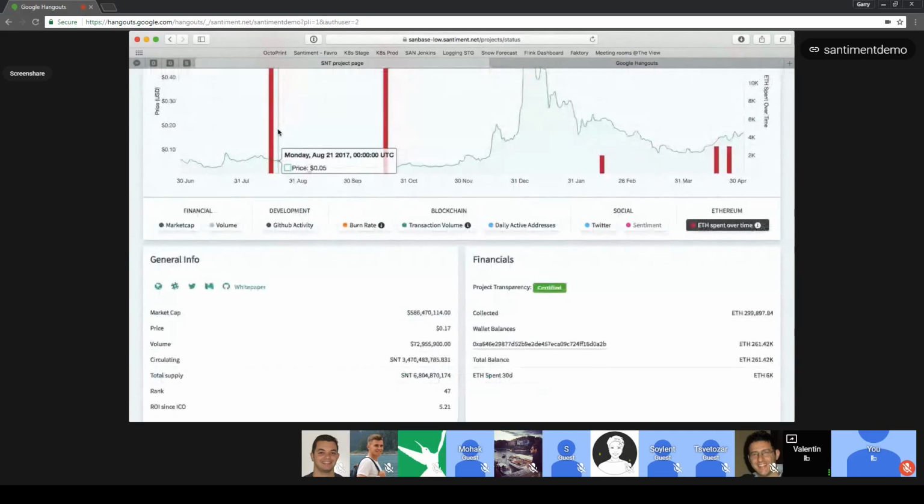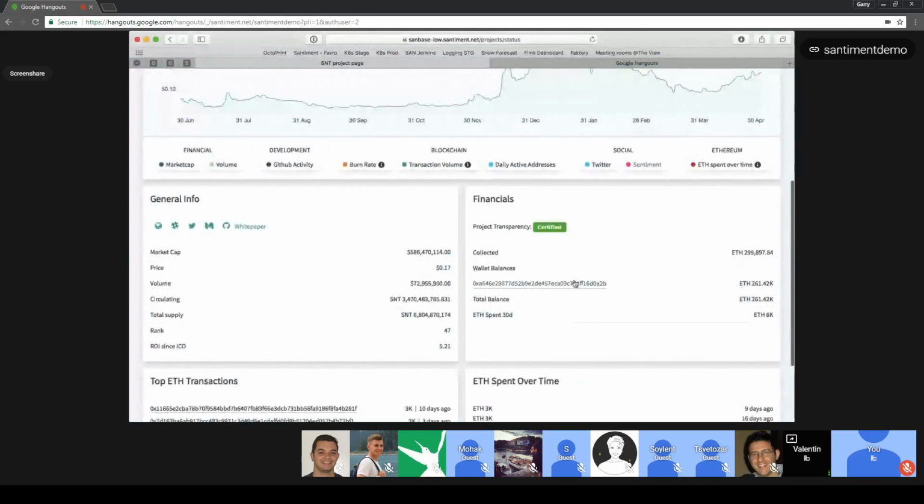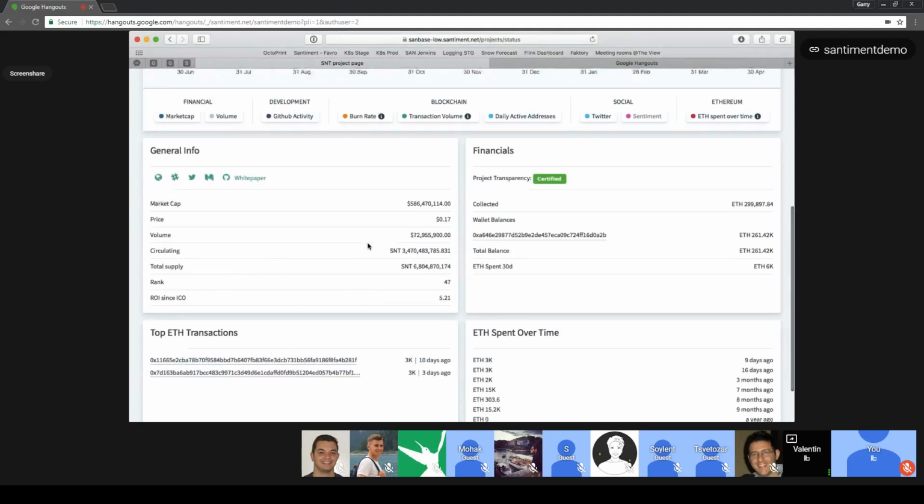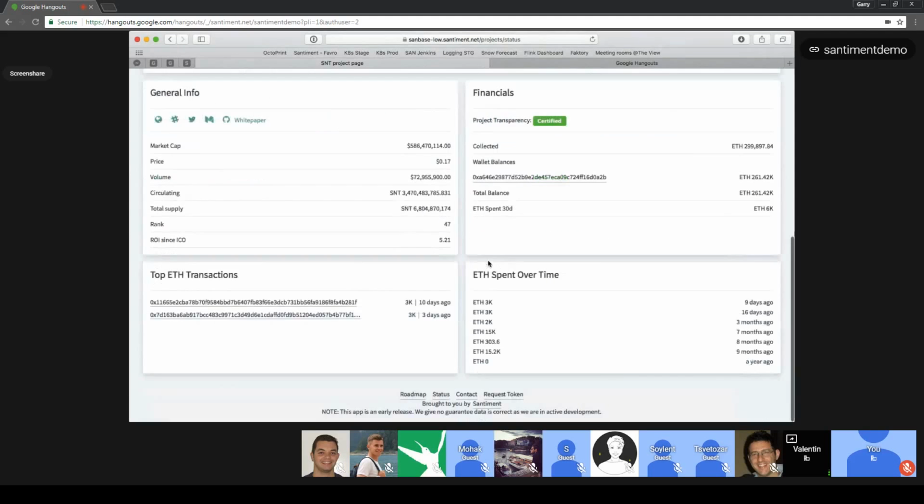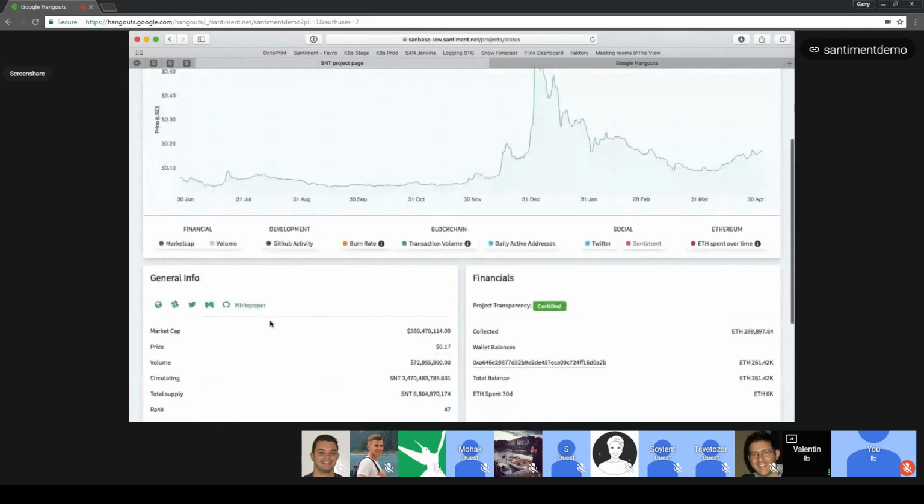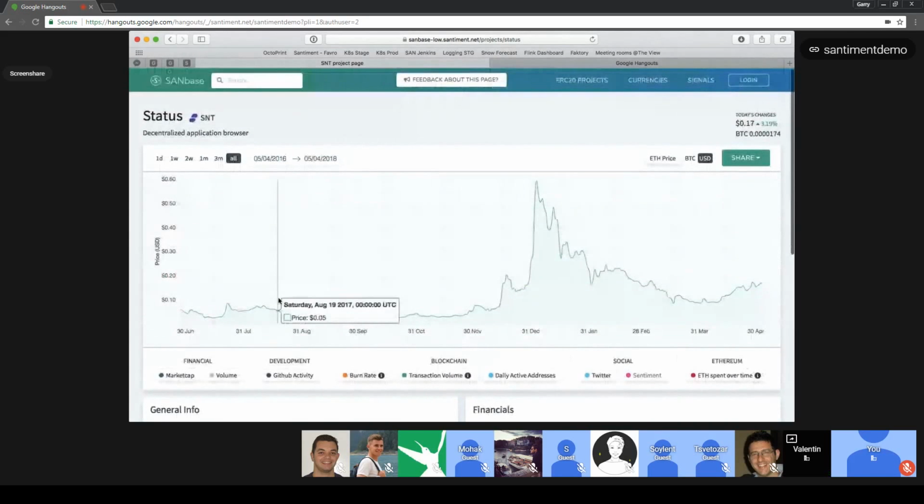Okay, apart from all these time series data, you can also see some general info about the projects, like their market capitalization, their current price, their trading volume, how many tokens are in circulation, some links to their web pages and GitHub profiles and all that. Also, see their team wallets and analyze their outgoing transactions. So I think this is pretty much a good recap of what's going on here on Santiment around the free data feeds that we have.